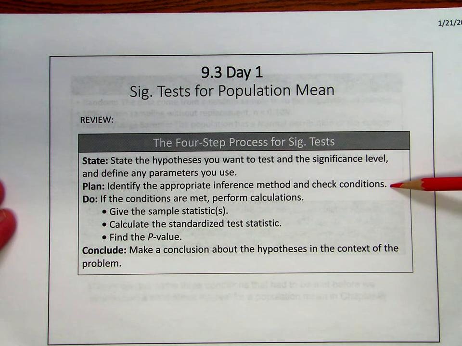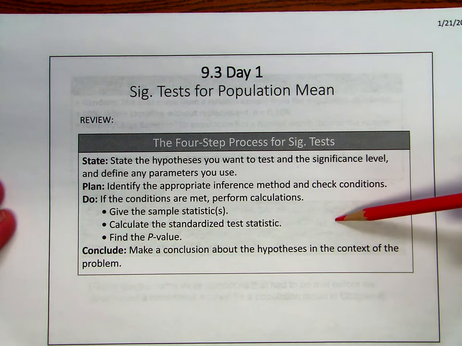Next thing is the plan: what are you going to do in order to test those hypotheses? One sample versus two sample, a t-test versus a z-test, mean versus proportion, whatever is appropriate to the problem. Each one of the inference procedures we do in the class has specific conditions associated with it. So make sure whatever those conditions are, they get checked.